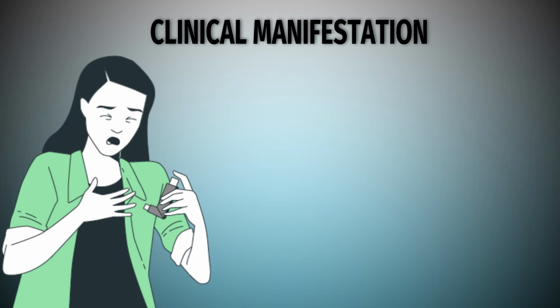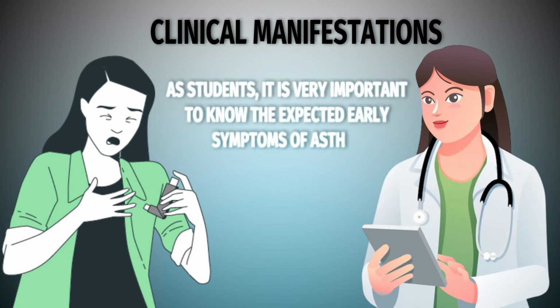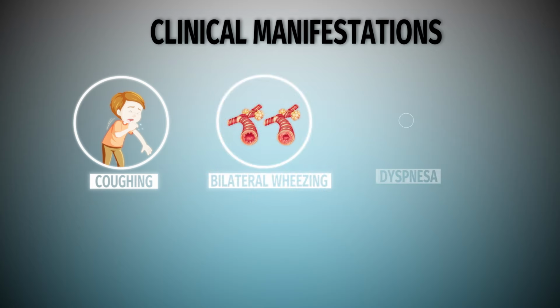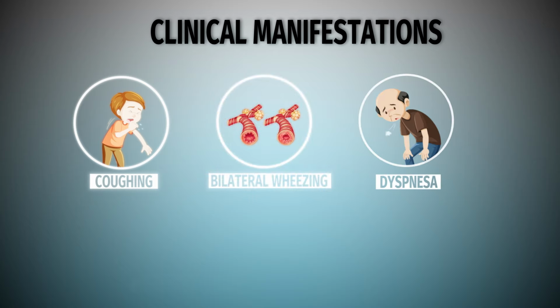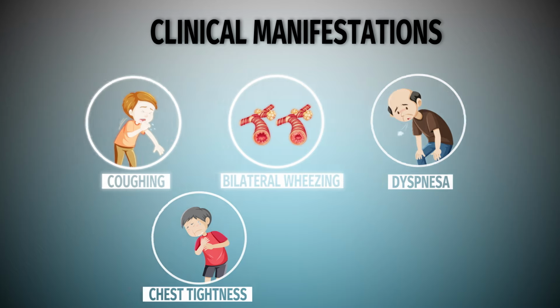Clinical manifestations. As students, it is very important to know the expected early symptoms of asthma. Patients may come to the hospital with some of the following expected symptoms: coughing, bilateral wheezing, dyspnea, shortness of breath, and chest tightness associated with airflow obstruction that are often reversible with treatment.